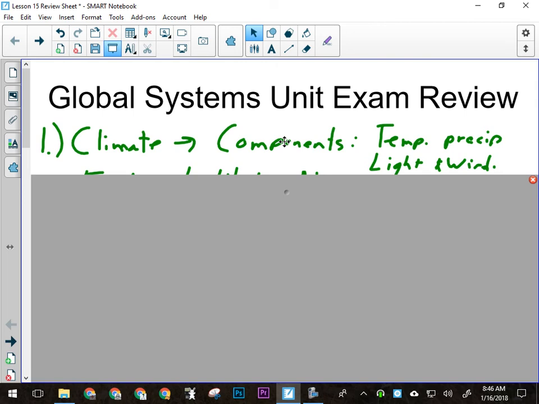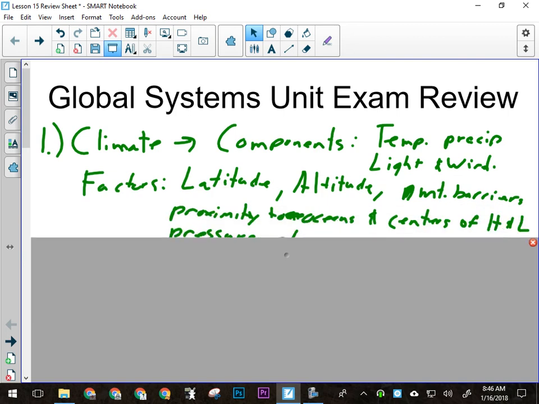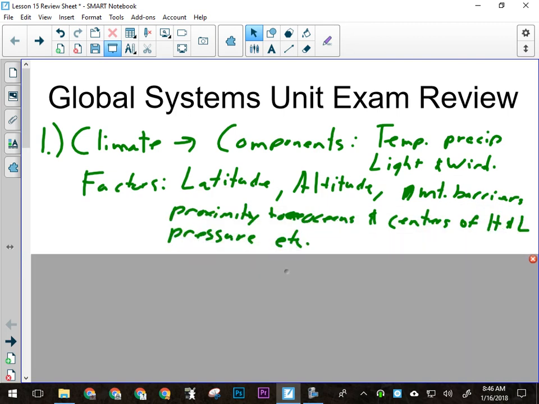Speaking of factors that affect climate, we talked about these ones here. Latitude, altitude. Both of those have pretty major effects on your temperature. Mountain barriers can affect your precipitation if you're in the rain shadow, or if you're on the windward side, you can have more precipitation. Proximity to oceans can regulate your temperature and in some cases make it wetter. Centers of high and low pressure, prevailing wind patterns, all that kind of stuff. Those are all factors that affect climate.